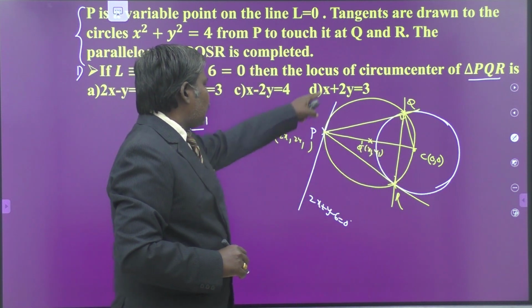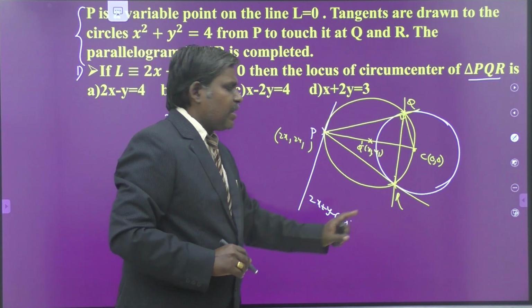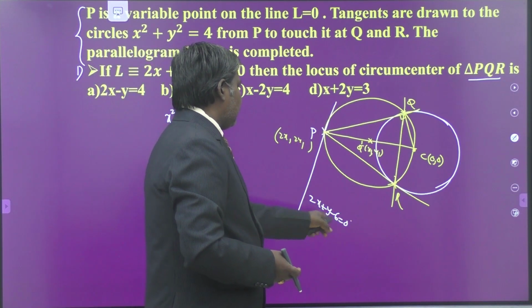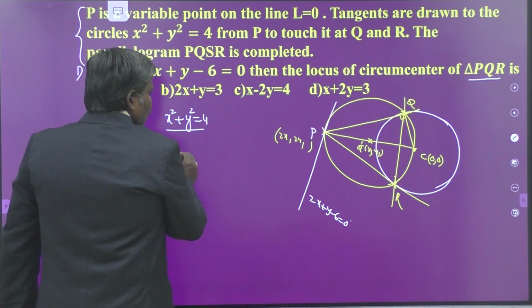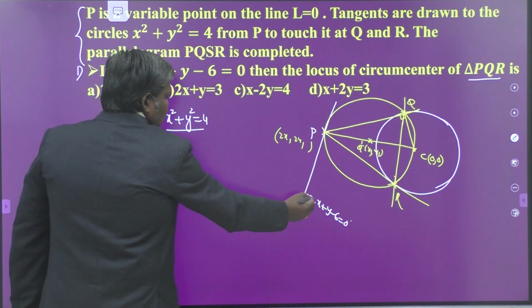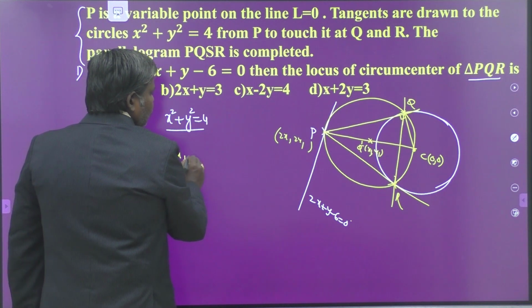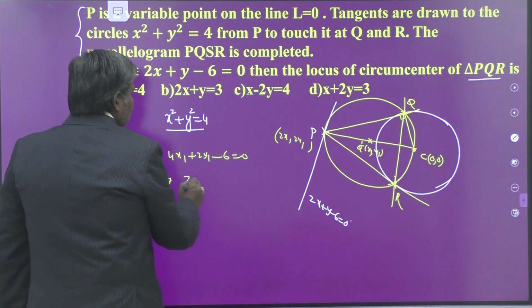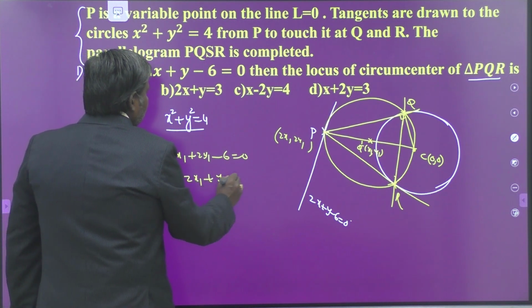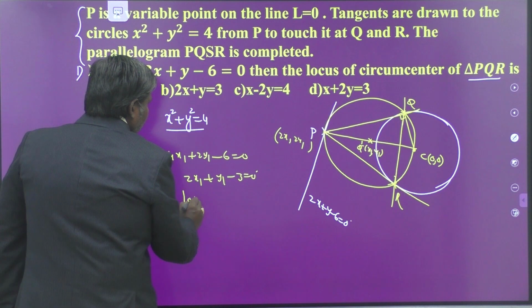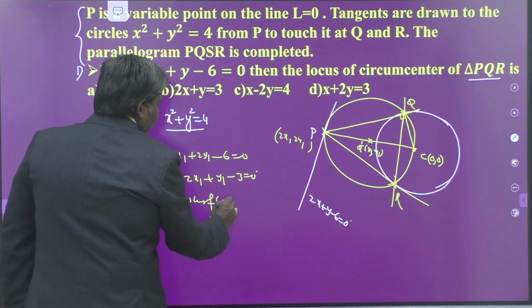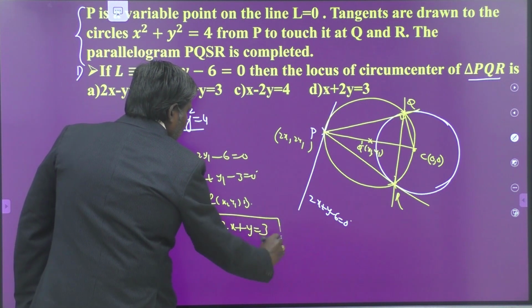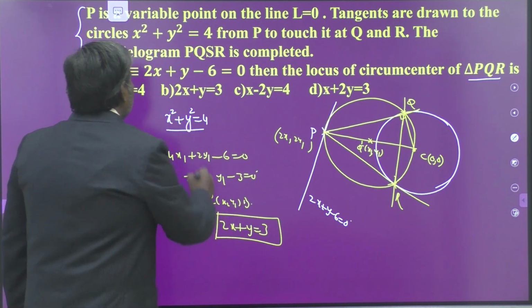x1, y1. Now this point lies on the line 2x plus y minus 6 equal to 0. You just substitute 2x1, 2y1 here itself, and we get the required locus. What is that? Substituting, 4x1 plus 2y1 minus 6 equal to 0. Cancel out 2 on both sides. You get 2x1 plus y1 minus 3 equal to 0. Therefore, the locus of x1, y1 is 2x plus y equals 3. So, 2x plus y equals 3.